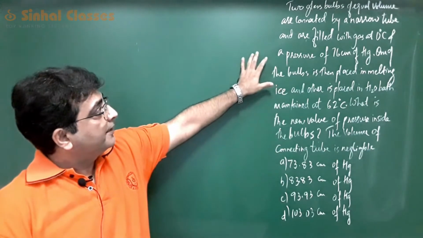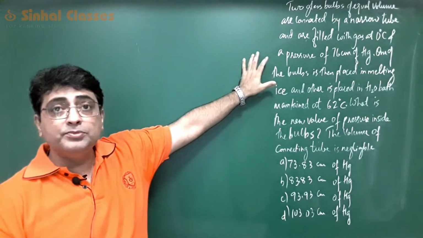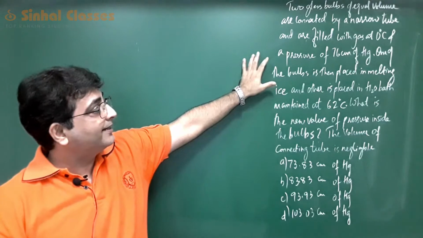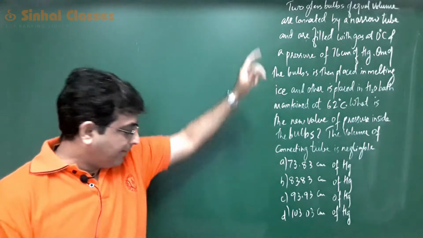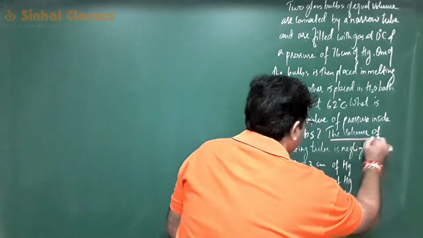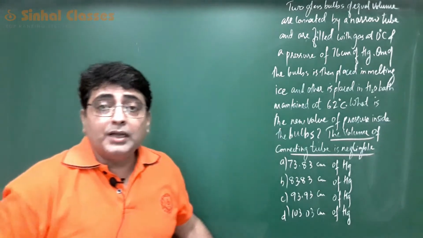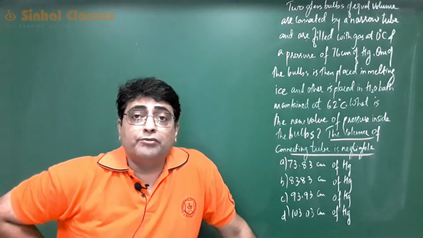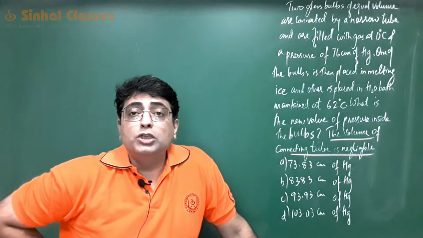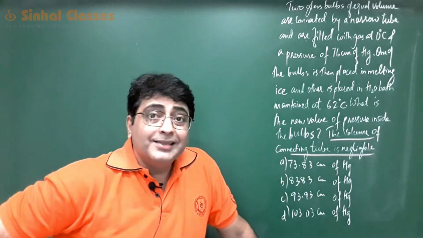Question ये है कि there are 2 glass bulbs. 2 glass bulbs दिए हैं, जिनकी volume same है, they are equal volume and connected by a narrow tube. अभी जो tube दिया है, if you carefully look into it, उन्होंने बोला the volume of the connecting tube is negligible. That means you are not going to consider the effect of change in volume with respect to change in pressure, because there is no volume considered in that case.